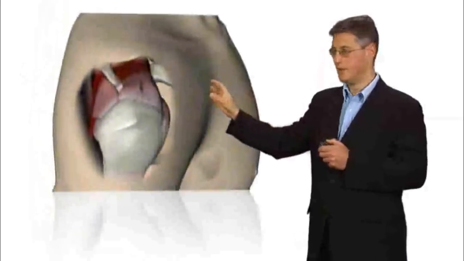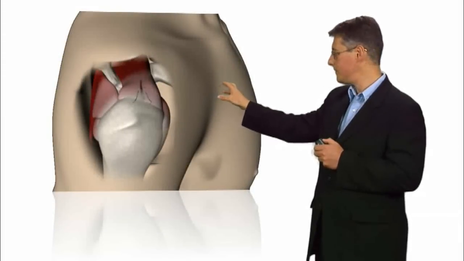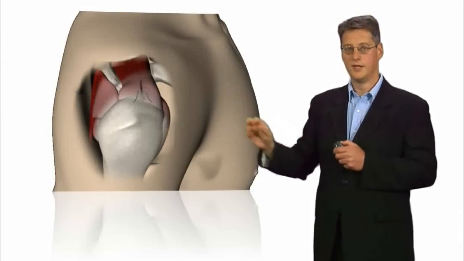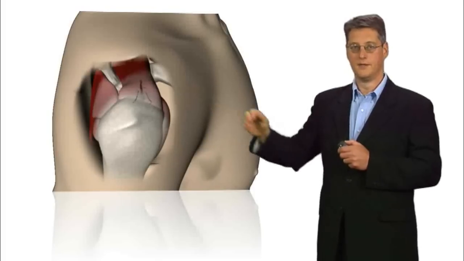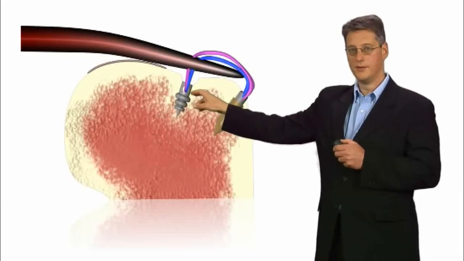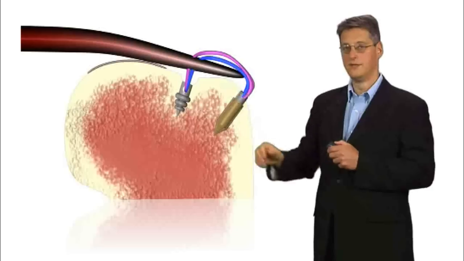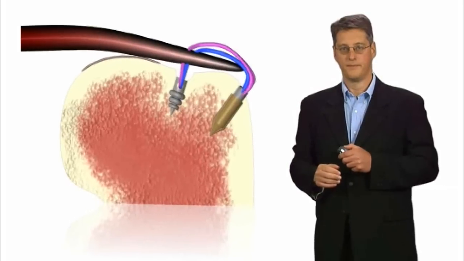Here you see a repair of the rotator cuff where you see the sutures and the suture anchors in place showing a repaired tendon. This is the anchor within the bone that goes into the bone, and the sutures are attached to it and they pass through the tendon of the rotator cuff.